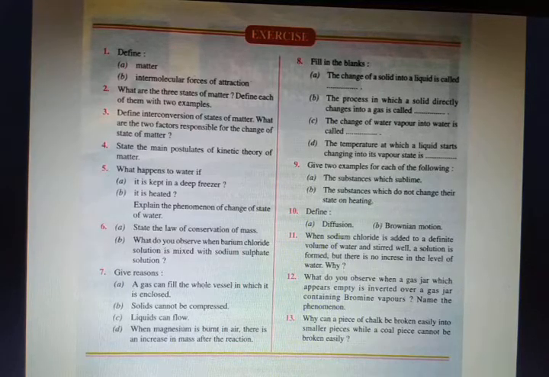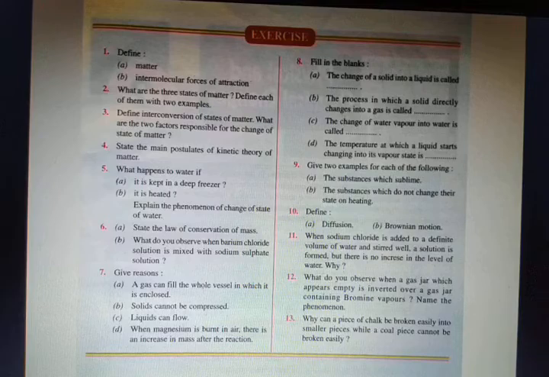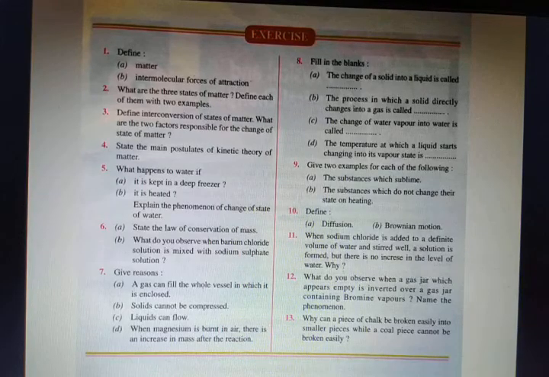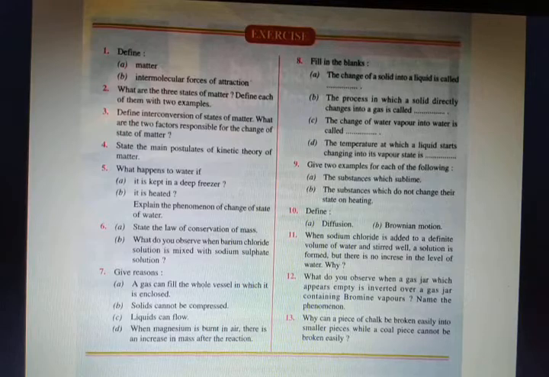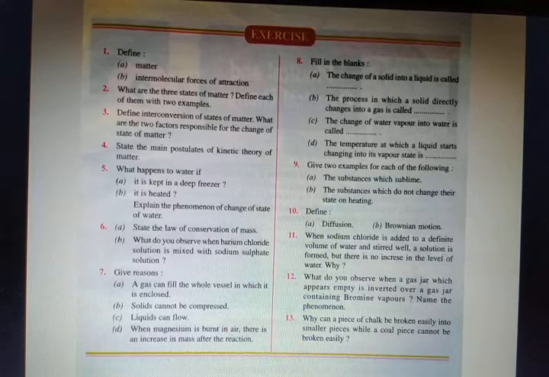is define matter. It's a very straightforward question given in your book, probably on the second page of the chapter. What's the definition of matter? I also told you in the first lecture what is matter. Anything which can be touched, felt, or perceived by our senses is called matter. And of course, you have to give examples.